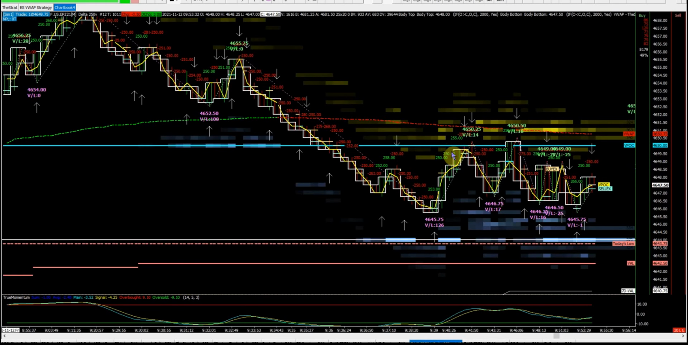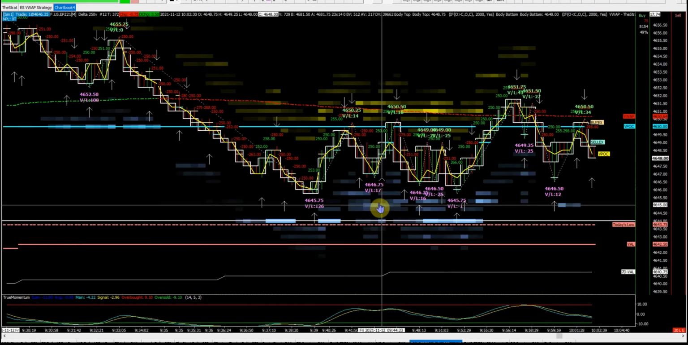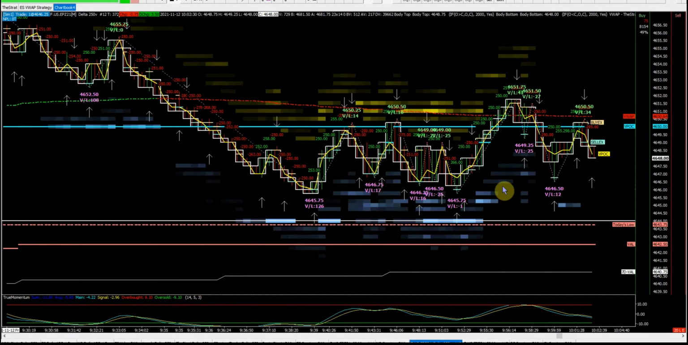There's a flat top there, flat bottom there, flat top there, nice flat bottom there, flat top there, flat bottom there. There's a flat top there. I mean, you can scalp the crap out of this stuff. Okay, so we're playing around.